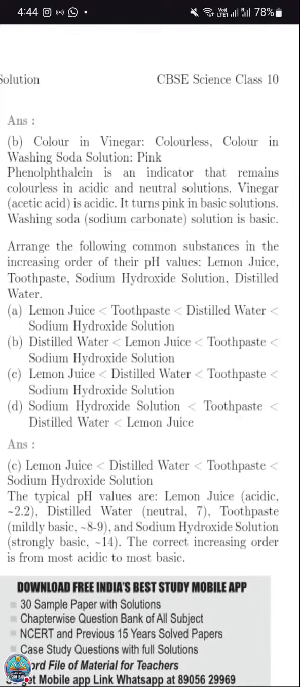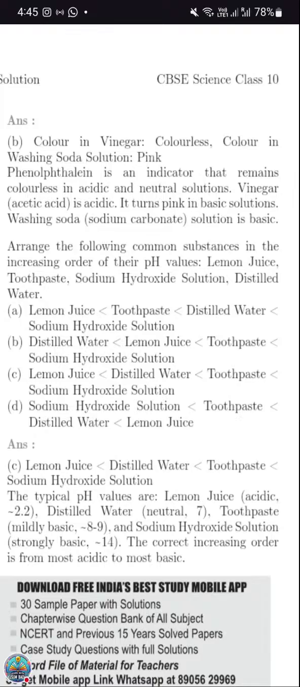Now arrange the following common substances in increasing order of the pH. So increasing order of pH means the strongest acid must be first. Lemon juice, toothpaste, sodium hydroxide, distilled water. Distilled water is neutral. Paste is basic. Sodium hydroxide, strong base. You can arrange nicely.